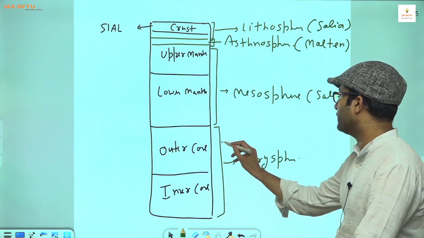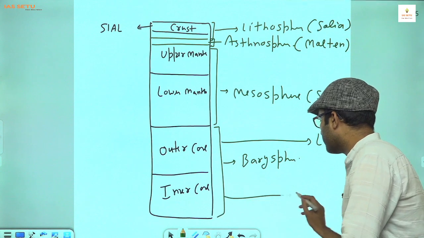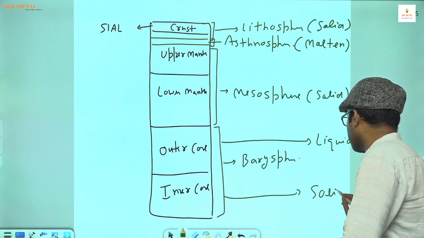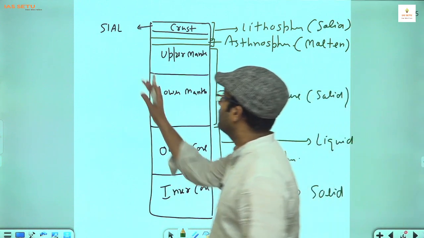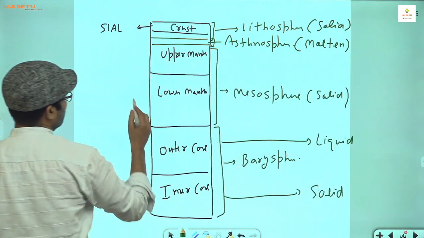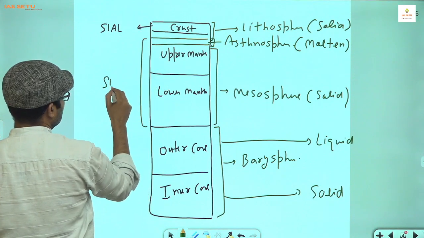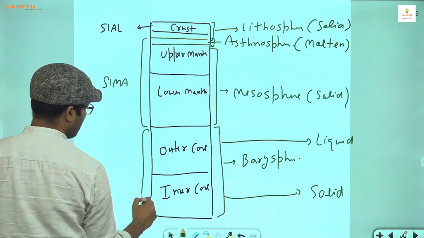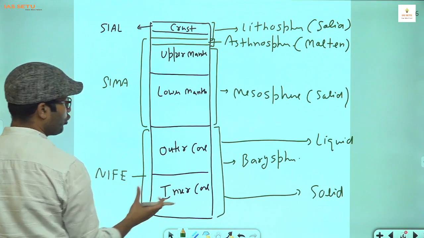And what is important here, this outer core is liquid, inner core is solid. And how we come to know about this? Because of the P wave, S wave. Okay. This is Sial. Here this is mantle, here is Sima. And this is NiFe. Iron is there, nickel is there. So it is more denser.